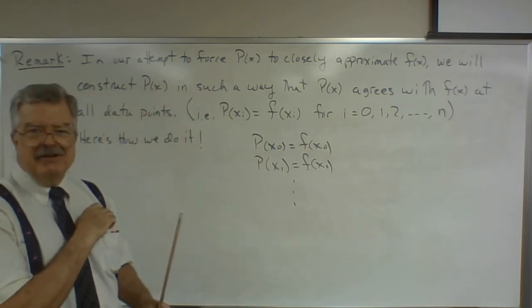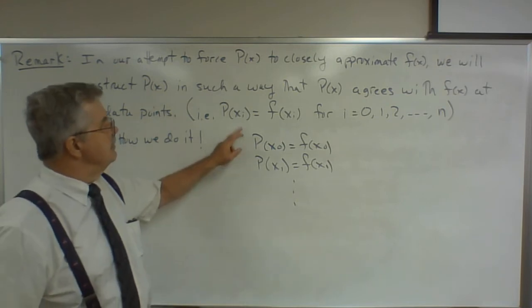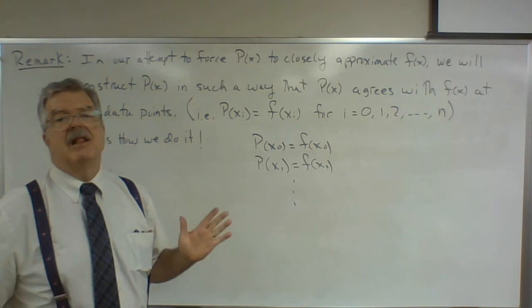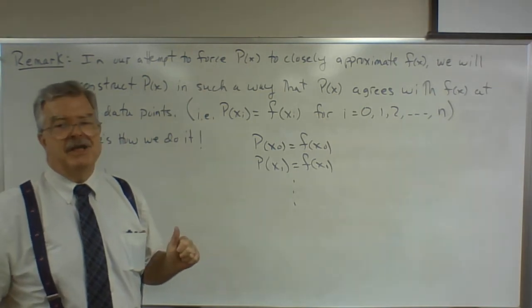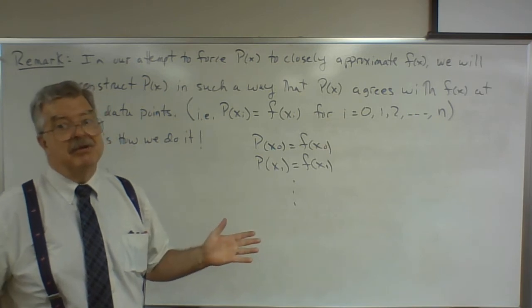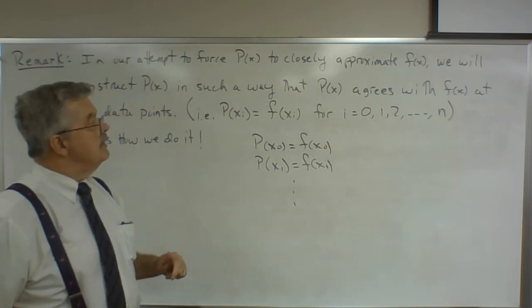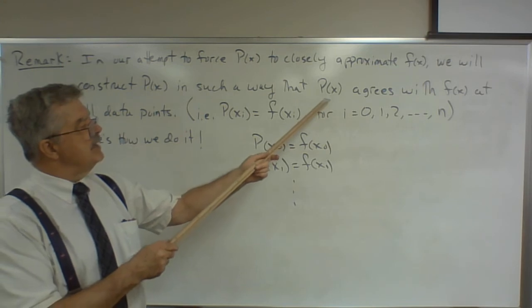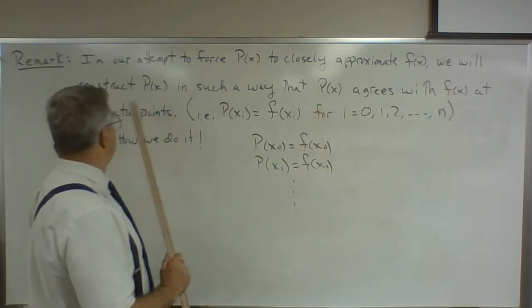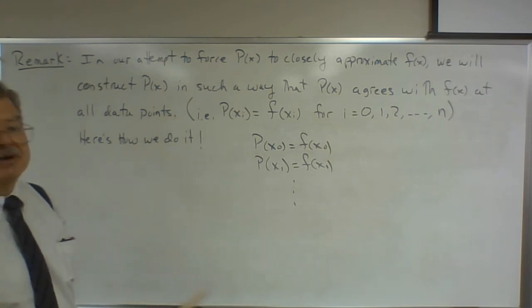We could at least require that our polynomial p of x has these characteristics. If our polynomial doesn't even agree with the unknown function at the data points, how good can it be, right? So we require that our approximating polynomial agrees with f of x at all of the data points.